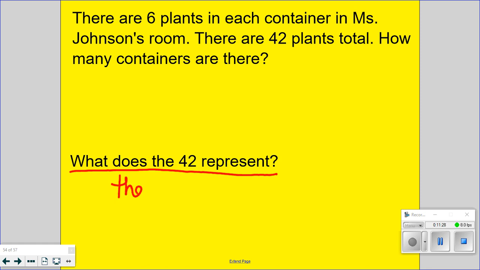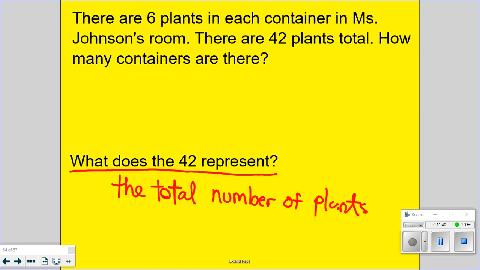Macklin said it's the total number of plants. The total number of plants. Macklin didn't make that up. He got that right in the story. It told us that that 42 meant 42 plants. That's the thing that it means. So far, so good?